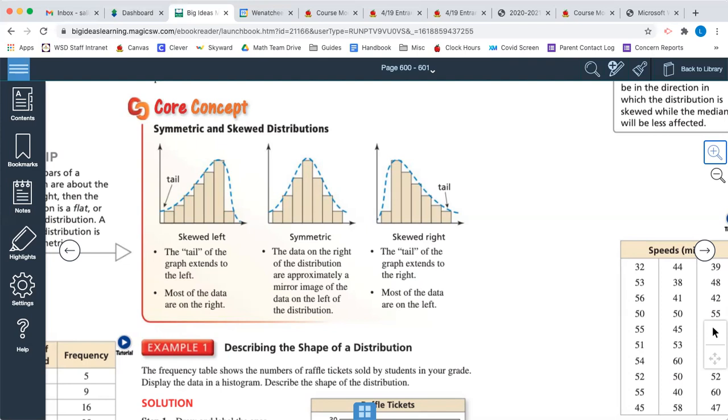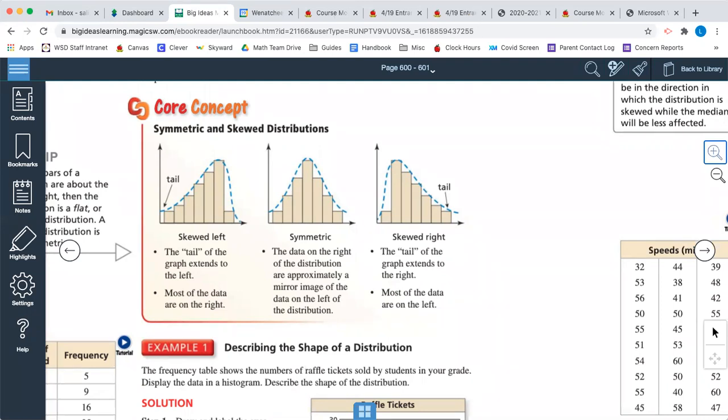And we'll talk a little bit more about how this affects the measures of center. The symmetric one should be the easiest to point out because it looks like a bell curve. It looks approximately equal on both sides. The only other thing I'd like to mention real fast is that skewed left is sometimes called a negative skew, and skewed right is sometimes called a positive skew, although I'm not sure the textbook ever refers to it as such.